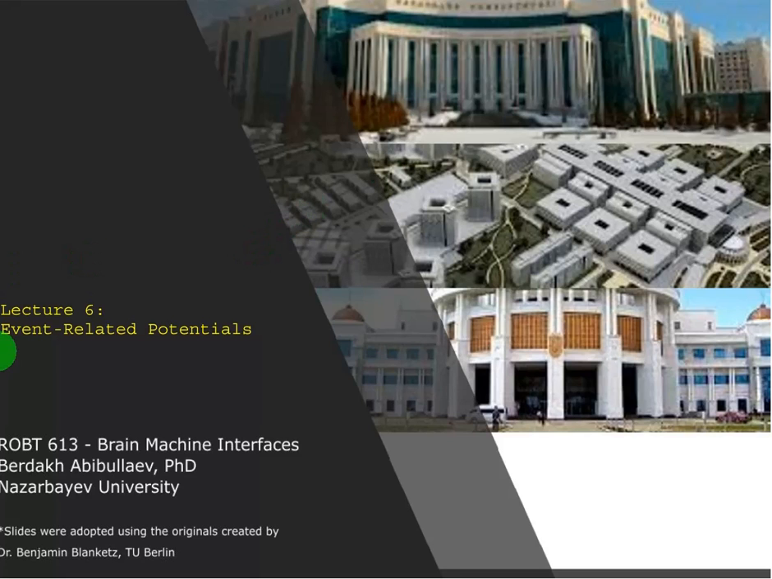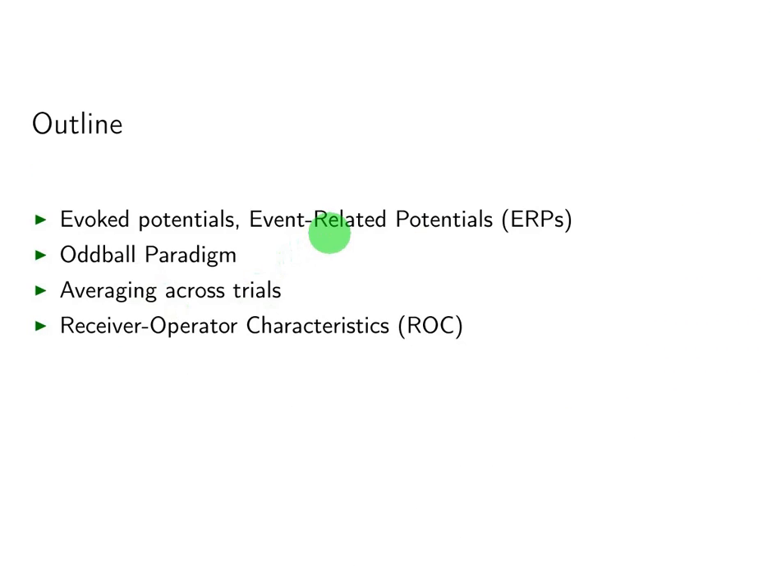In this lecture we will go into more details of event-related potentials, which are one of the prominent components of EEG signals. The outline of today's lecture is as follows. First, we briefly review evoked potentials, the definition of event-related potentials, and the oddball paradigm. Also, we will see how averaging across trials helps to extract useful ERPs, event-related potentials. We'll also briefly visit the receiver operator characteristics definition.